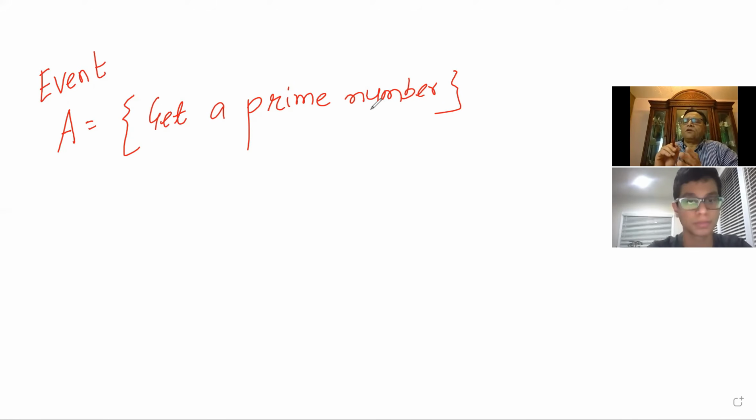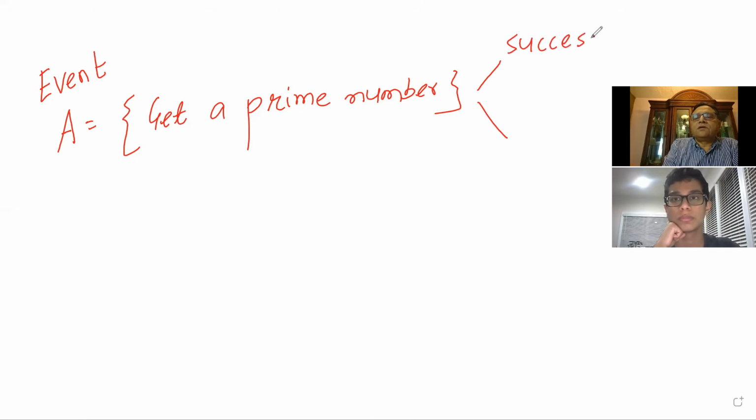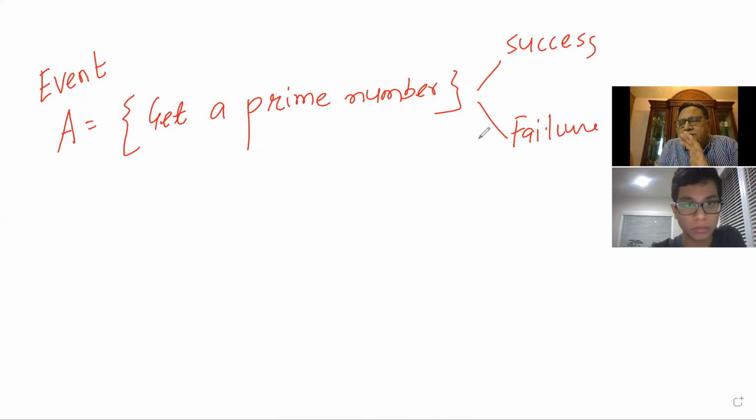To get a prime number means if you get a prime number, it is a success. Otherwise, it's a failure. So it is always between yes or no, true or false. That is a clear cut answer.